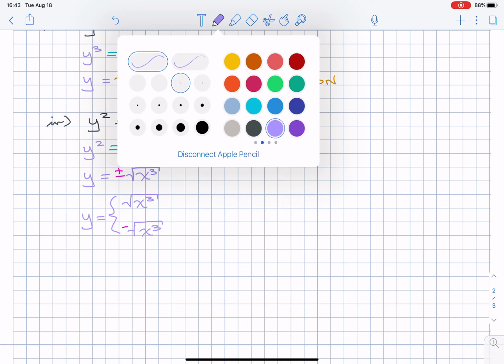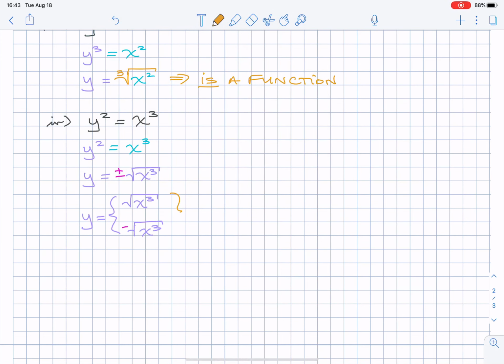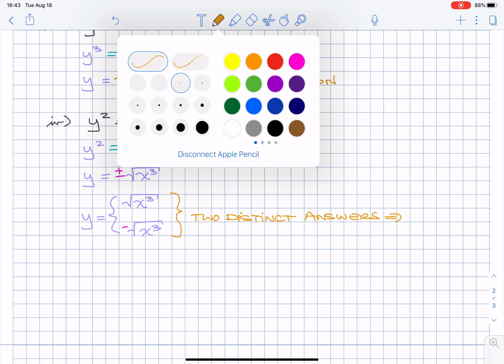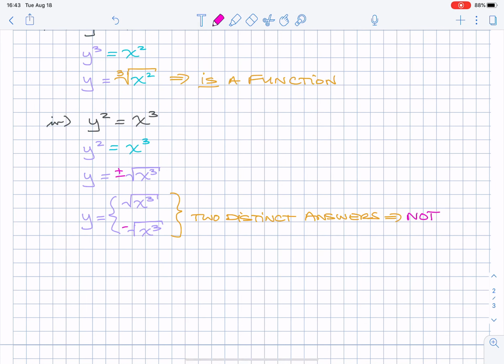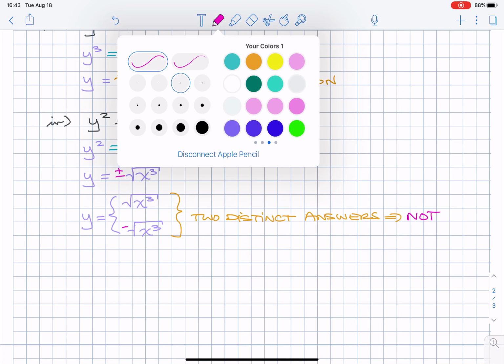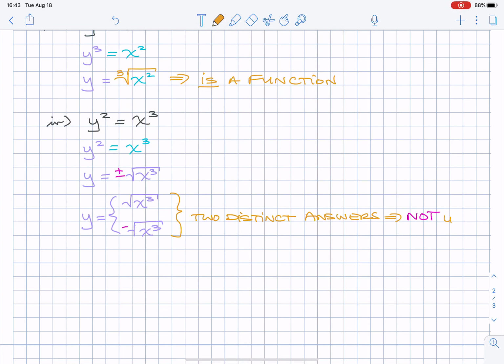So two distinct answers implies not unique. And if it's not a unique value for y, it's not a function. So not unique, hence not a function.